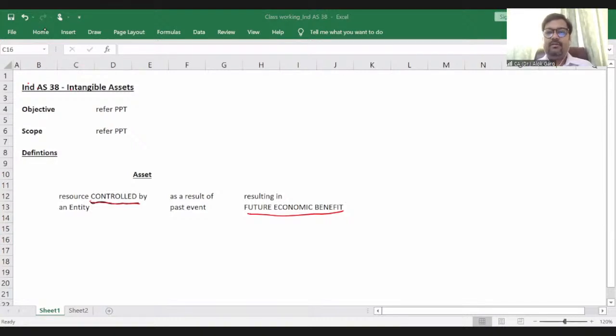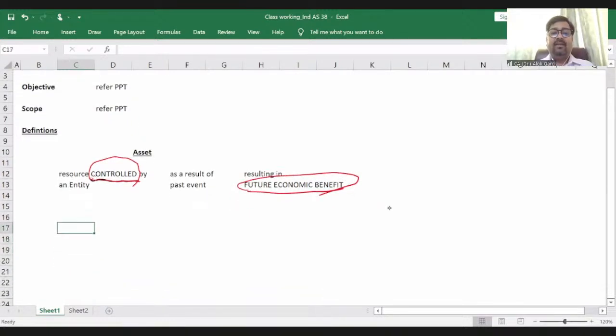Is it clear, friends? Yeah. So we have understood the definition of an asset. An asset is a resource controlled by the entity as a result of past event, and which is resulting in future economic benefit, or where future economic benefit is expected to flow. So the word control is very important, and the words future economic benefit are very important. Now let's discuss the definition of intangible asset. We have discussed the definition of an asset. Now we will discuss the definition of intangible asset.